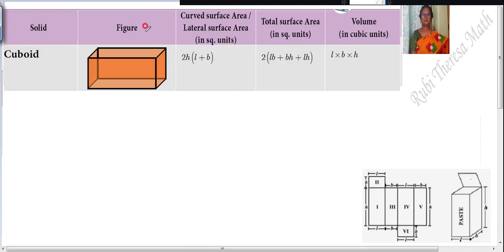Listen here. How to remember the formula, how to recall the formula during exam time.